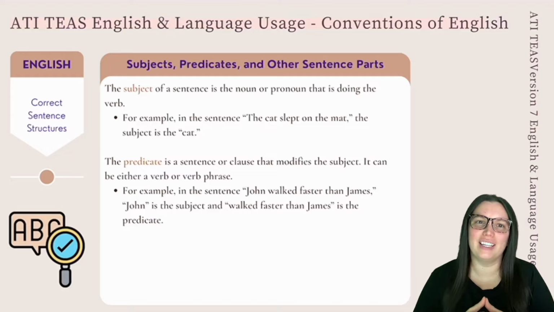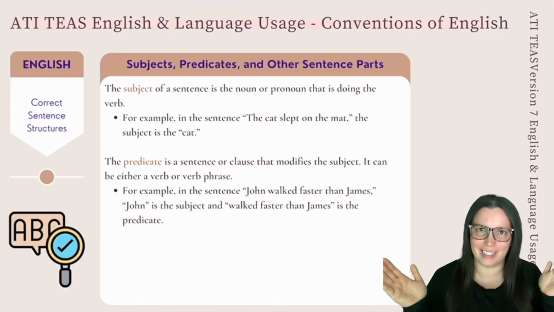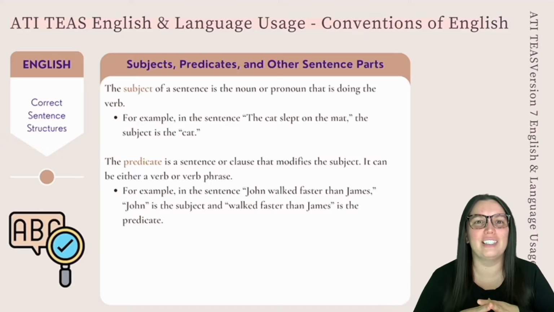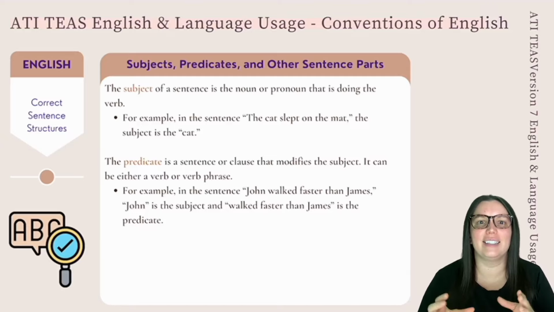Now we have subjects, predicates, and other sentence parts. There's a lot going on in a sentence, right? The subject of a sentence is the noun or pronoun that is doing the verb. So for example, in the sentence, "The cat slept on the mat," the subject of that sentence is the cat, right? The cat is what's doing the verb.